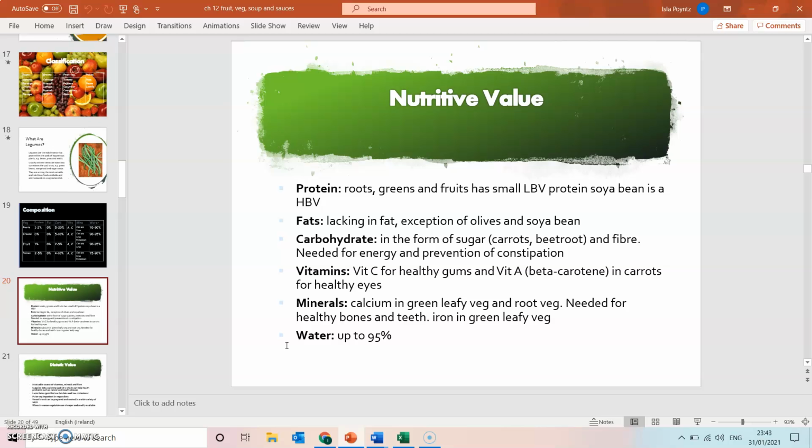Vitamin C for the gums, and A found mainly in carrots for healthy eyes. So vitamin A is your growth vitamin for eyes, skin, growth and membranes. But vitamin A is the orange yellow colour that gives carrots their orangeness or their colour, and vitamin A is very important for your eyesight. So it is very true when they say carrots are needed for your eyesight. Very true. Calcium in green leafy veg and root veg, and you have iron in the green leafy veg as well.